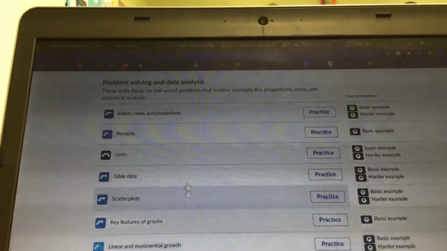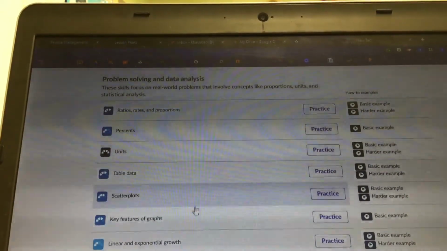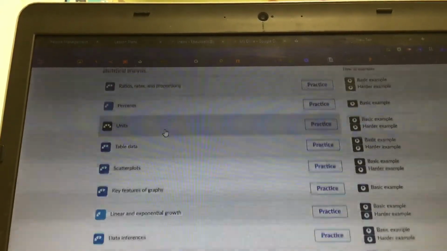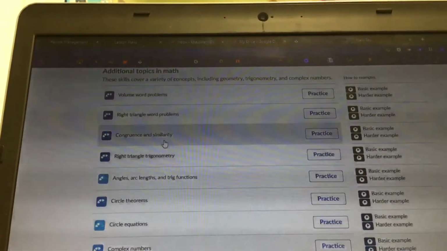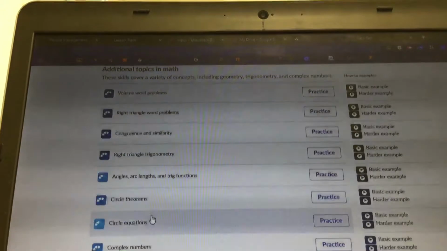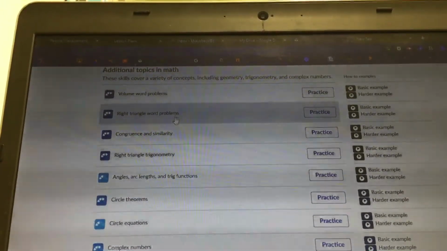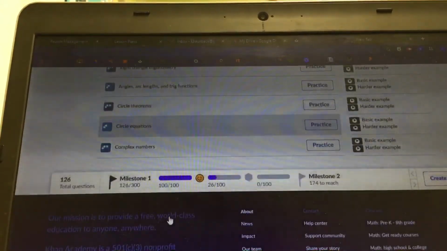And then you can always go down to the problem solving and data analysis. These are things that you've worked on for a long time as you were younger. So scatter plots, table data, units, rates, ratios, proportions, and so on and so forth. And then there's some additional ones. This type of stuff isn't covered a ton, but you can go through it. You can definitely do the volume word problems, maybe some right triangle, but a lot more of this you're going to learn in geometry. And some in algebra too.